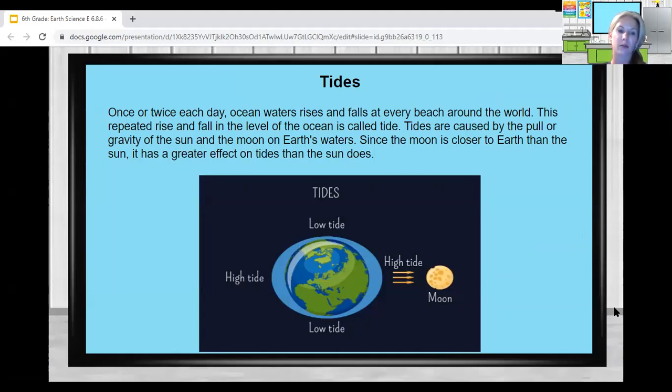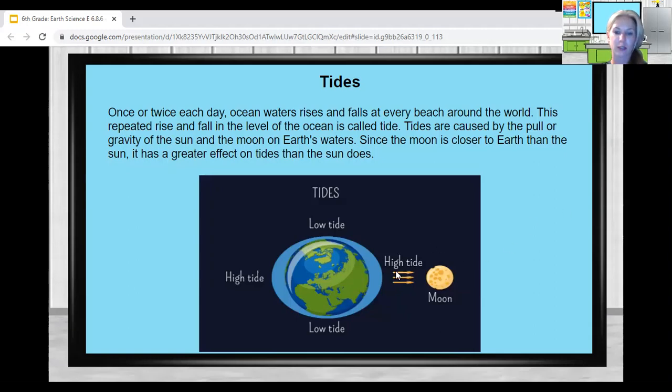Tides are caused by the pull of gravity of the sun and the moon on Earth's waters. Since the moon is closer to the Earth than the sun, it has a greater effect on tides than the sun does. So I'm from the Midwest, not near an ocean, and so we didn't experience tides. So this is something that I had to kind of learn and see for myself.